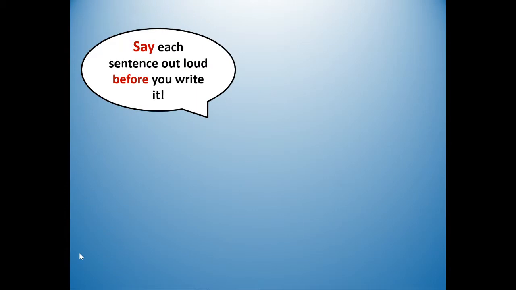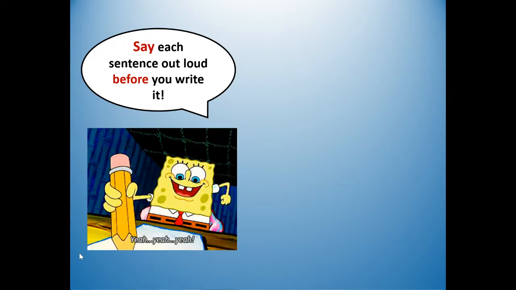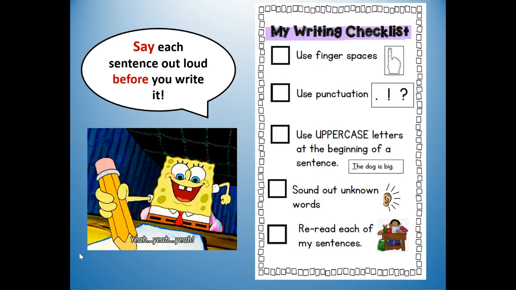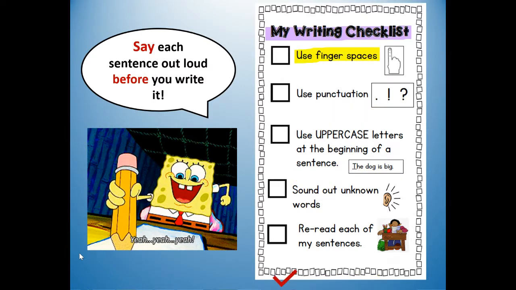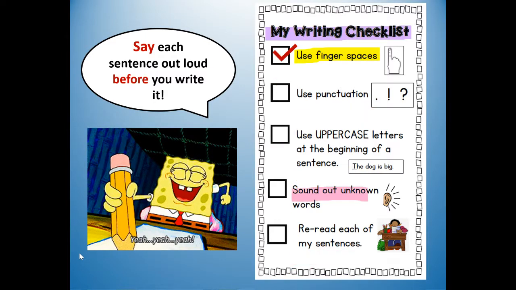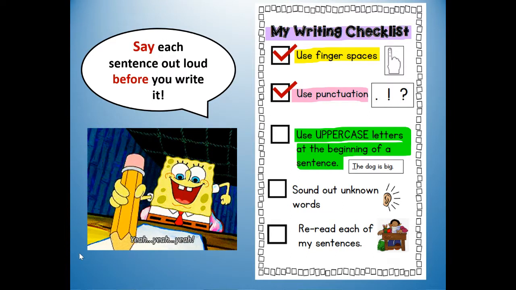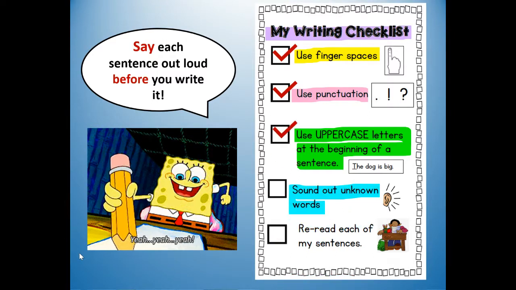So here's what you need to remember as you are writing. Say each sentence out loud before you write it. And you can use this writing checklist to help you. My writing checklist. Make sure to use finger spaces between your words. Use punctuation or periods at the end of your sentences. Use uppercase or capital letters at the beginning of each of your sentences. Sound out any unknown words you don't know how to spell. Write the sounds you hear.